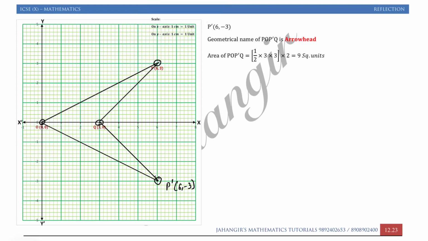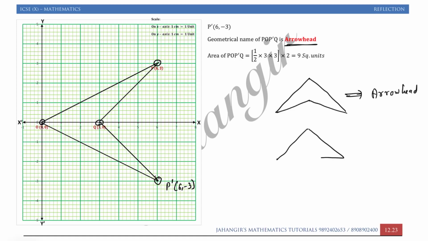So this figure is an arrowhead. Arrowhead diagram is like this. If you had seen arrow, it seems to be like this, okay? Or arrow can be in this way. If this type of figure we are getting, we can say it is arrowhead. And if we are getting this type of diagram, then we can say it is an arrow. This is full arrow, this is just a head.